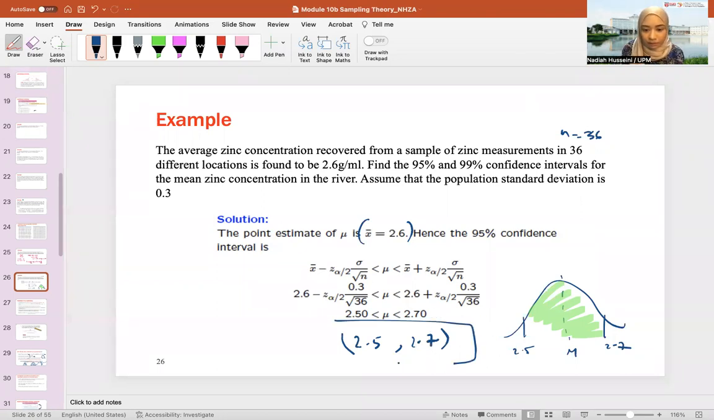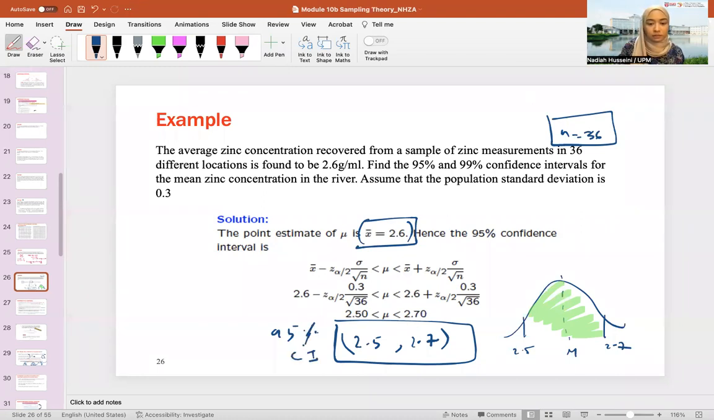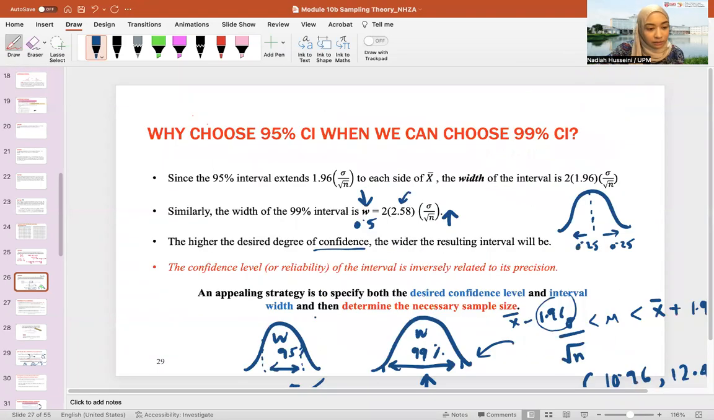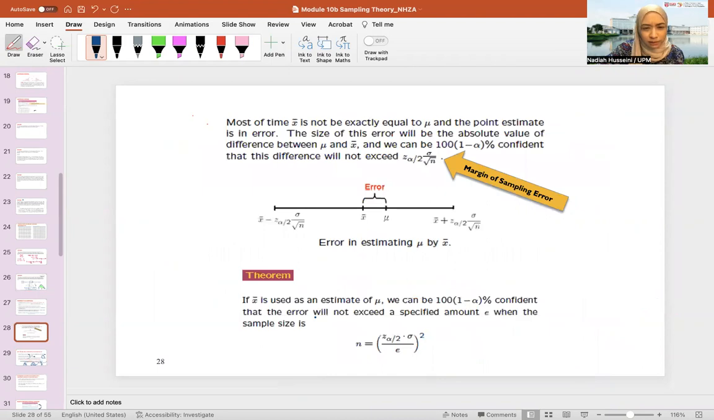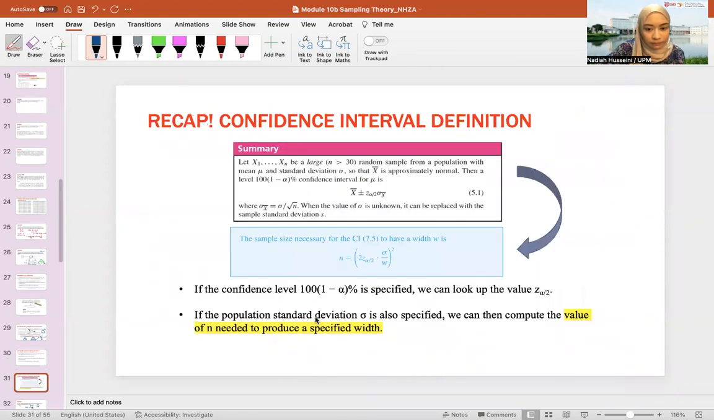You don't have to remember this question. You just have to know this value. So the n was 36, and this was the sample mean. This is the 95% CI, 2.5 and 2.7. 2.6 is the sample mean.